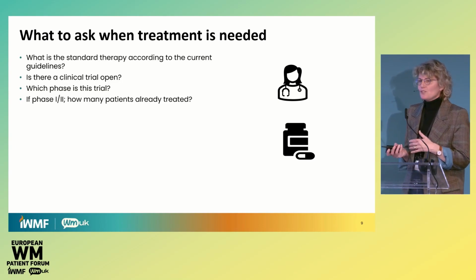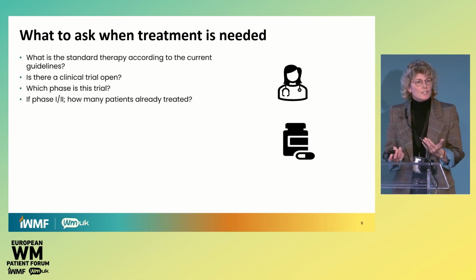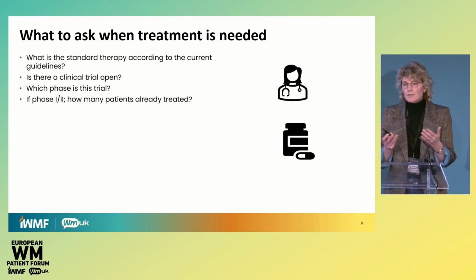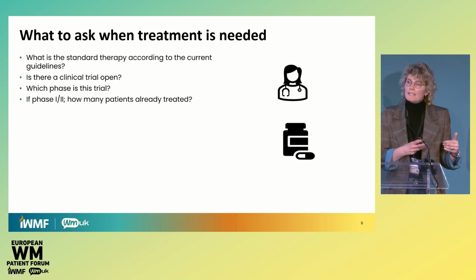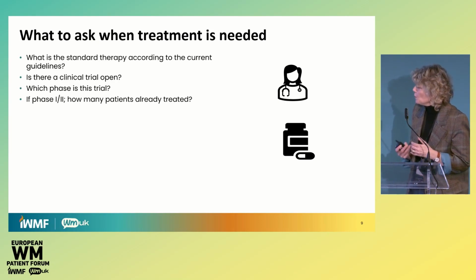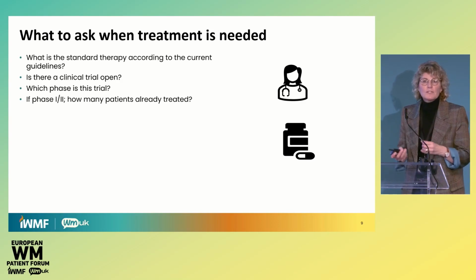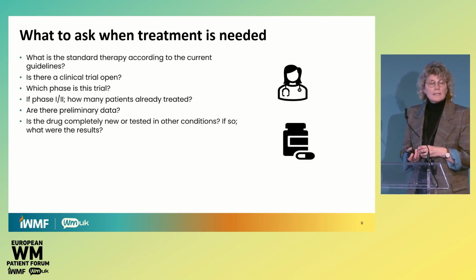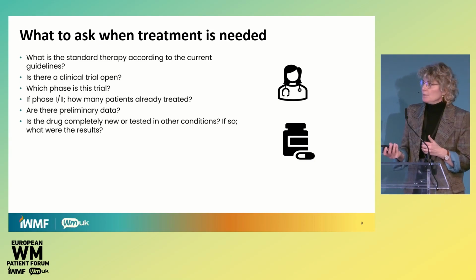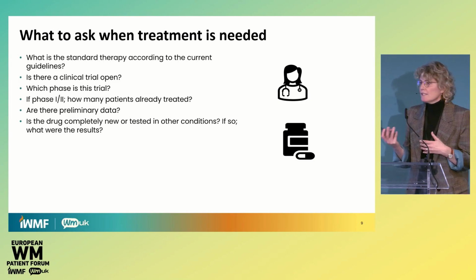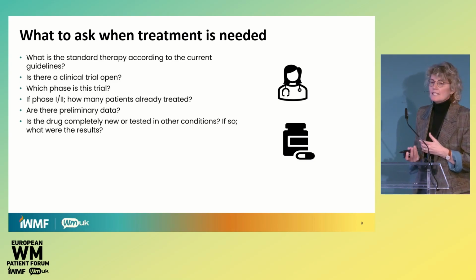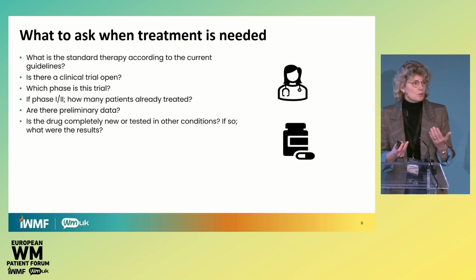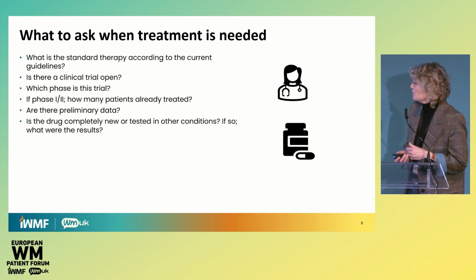And then, which phase is this trial? If it's phase 3, you know there's randomization. You have mostly a 50% chance that you will get standard treatment. But phase 2, with already 100 patients included, perhaps that's more attractive to you. Are there preliminary data? Sometimes trials take a bit longer, and already at the conferences, ASH or ASCO, some data is already presented. It's in the open, so you can ask about those data from your doctor.